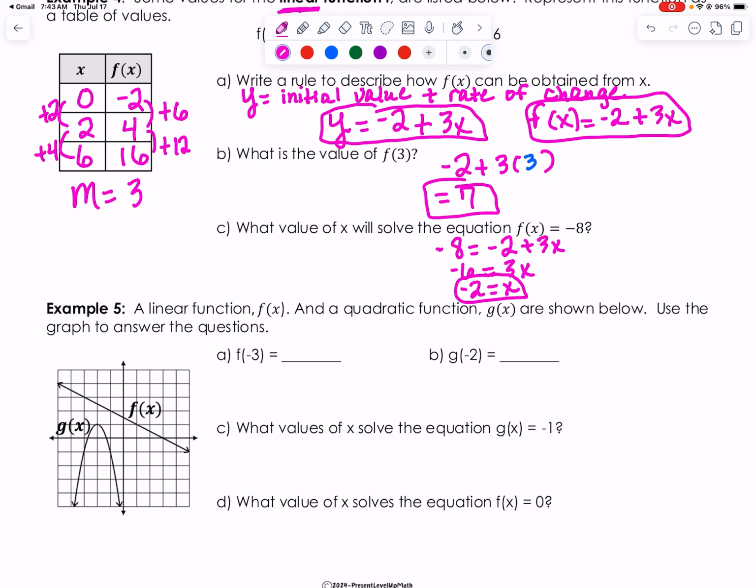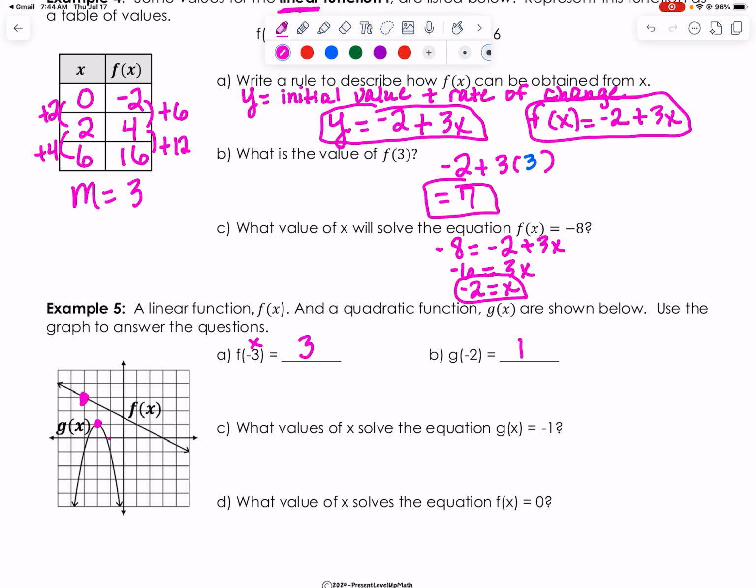So on the first one, f of negative 3. We want to be sure to look at the line. So on this line, if our input value is negative 3, so go to the left, 1, 2, 3, and then up, 1, 2, it has an output value of positive 3. For g of negative 2, go left 2, it has an output value of 1.